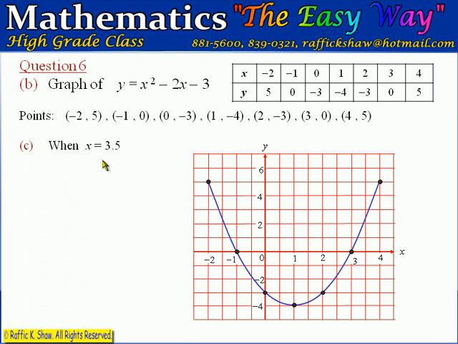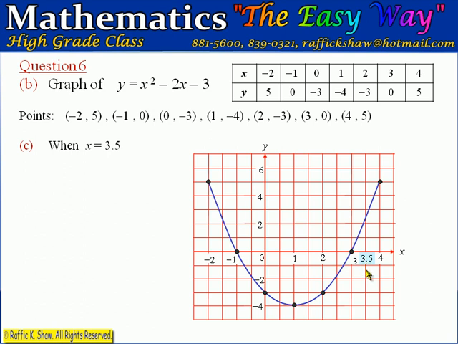So where on the graph is x equal to 3.5? That's right here. That's where x is 3.5. So we can mark 3.5 and then we have to go up on the graph. So that's where x is 3.5 on the graph, and then come across to find what the corresponding y value is. And that's the y value.